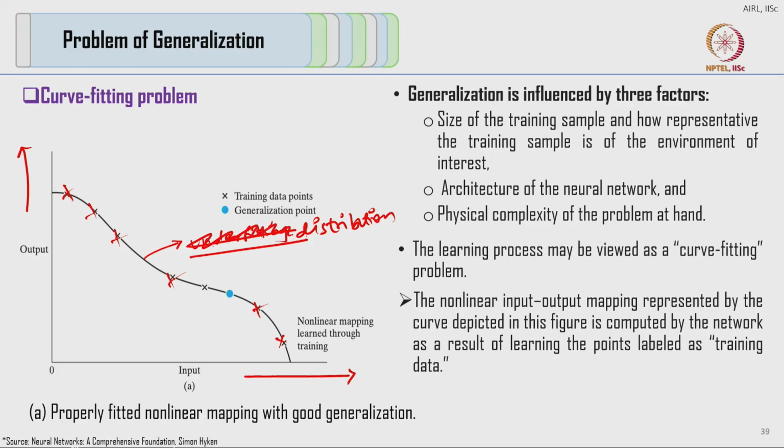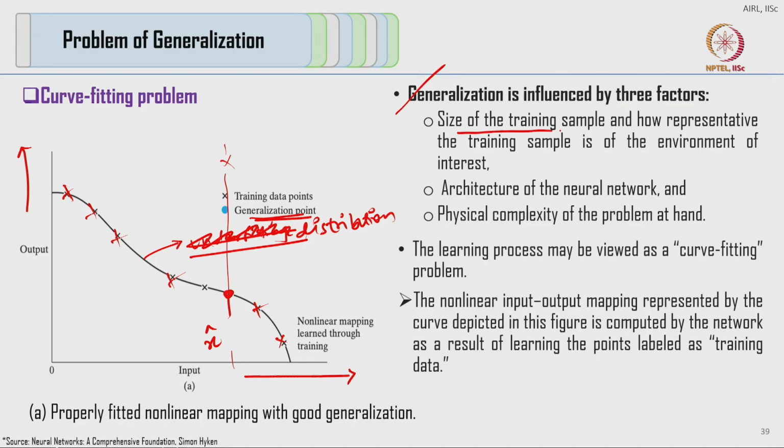The goal for any learning model, which could be a single layer neuron or any other curve fitting model with learnable parameters, is to learn the true distribution of this curve. That way, at generalization points, which could be highlighted as x cap, the test set, we come across the actual value from the underlying distribution rather than a value with considerably higher error. This is something we would want to avoid. Now generalization is influenced by three factors: the size of the training sample and how representative the training sample is.